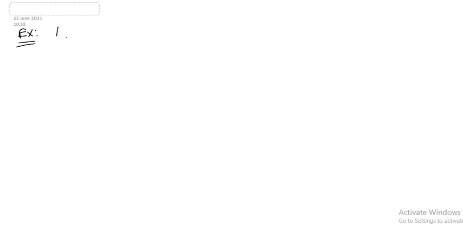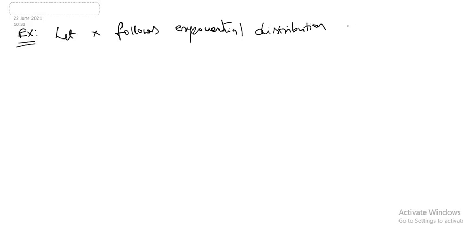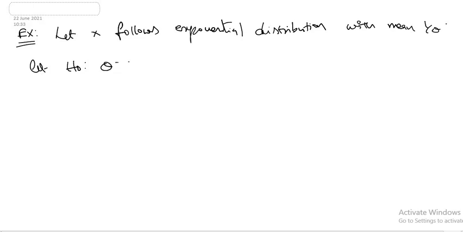Okay, right. Let X follow an exponential distribution with mean 1 by theta. Let H naught: theta equals 2 versus H1, that is the alternate hypothesis, theta equals 1.